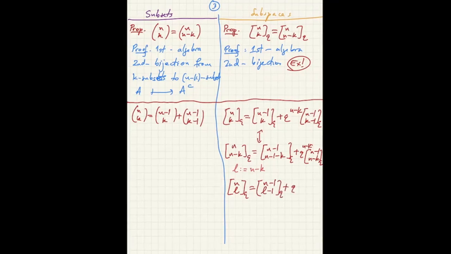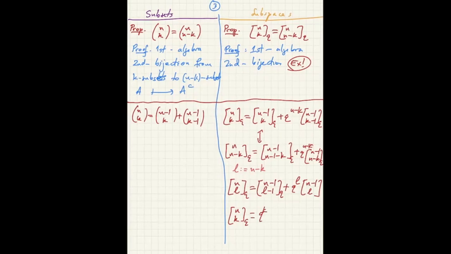And this one is q^L times n minus 1 choose L. I hope I don't trick you with so many substitutions. If you want, you can now replace L by any letter that you like, including k, and you will end up with the following formula, which is n choose k equals q to the k times n minus 1 choose k plus n minus 1 choose k minus 1.